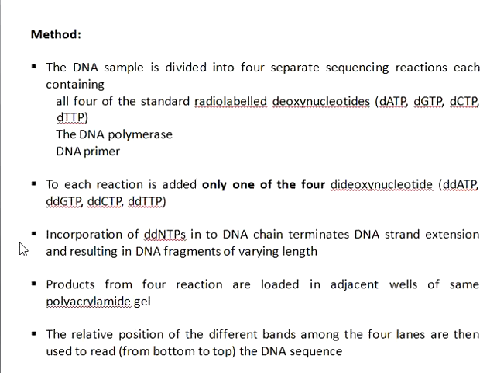In Sanger sequencing, we prepare 4 separate sequencing reactions. In each of these 4 reactions, we add the same DNA template. After that, we add the 4 standard radio labeled normal deoxynucleotides in each tube for the addition of nucleotides by the DNA polymerase. Then we add the DNA polymerase as an enzyme to carry out DNA synthesis, and the DNA primer to provide the 3' OH group for the DNA polymerase as a starting point for addition of new nucleotide.